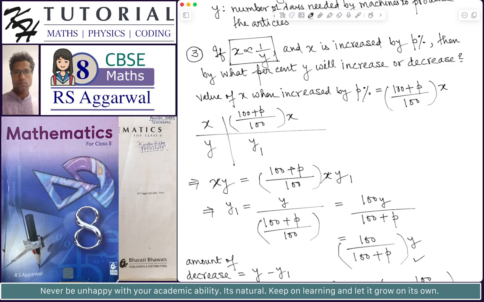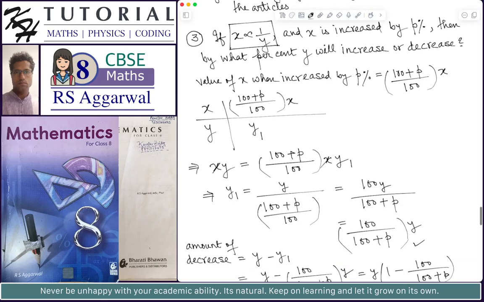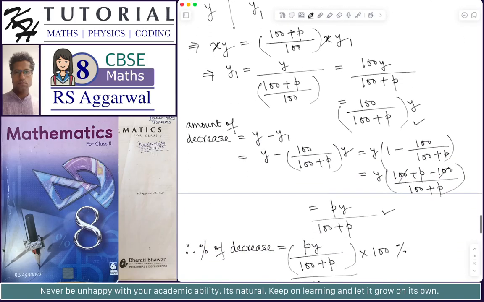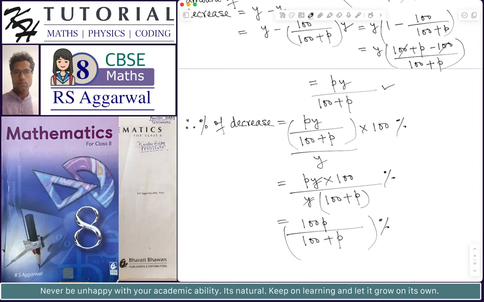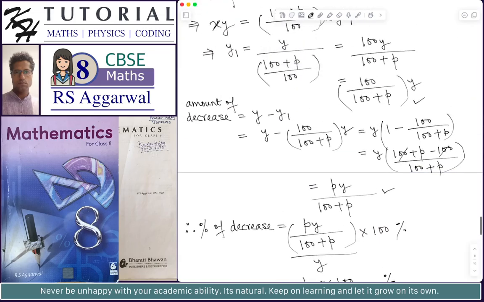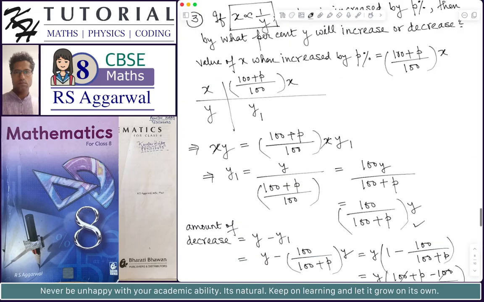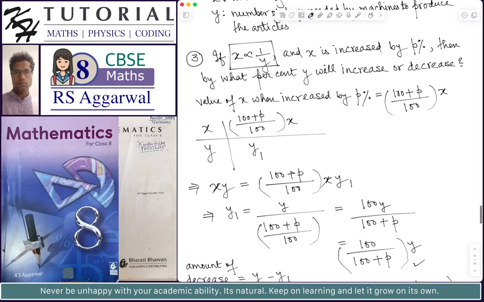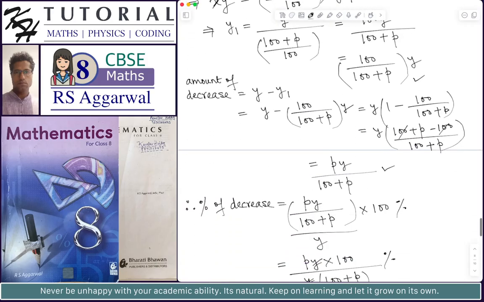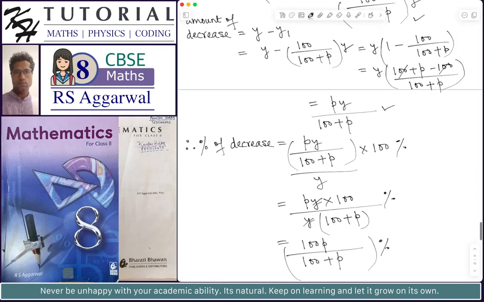Now in this problem, the value of y will decrease by this percentage, which is 100p by 100 plus p. So this is a very conceptual problem. As an exercise, you can try to solve the same problem when it is given that x is decreased by p%. So I will end the video here.